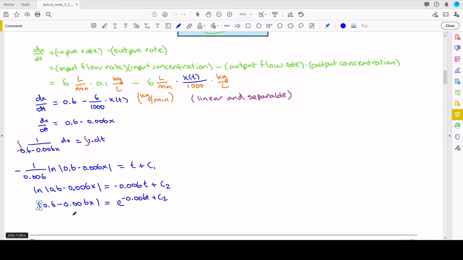And then to get rid of the absolute values, I put a plus or minus there, right? And I'm going to rewrite the right-hand side slightly different. I'm going to write this as e to the power c2 times e to the power negative 0.006t. And then I have a plus or minus that comes from getting rid of the absolute values here. So again, whether it's positive or negative, e to the power c2 is a constant. So I'm just going to call that c.